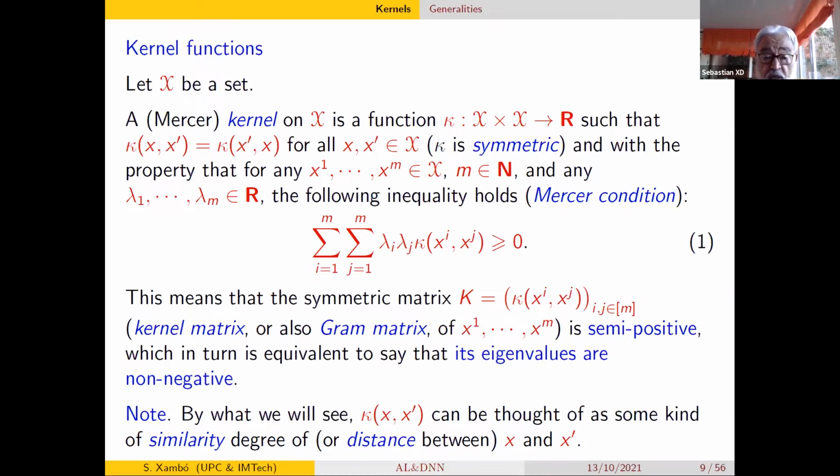By what we will see, especially in the examples, how do you have an intuition about kappa of x, x prime? Well, you can think about it as some kind of measure of similarity degree between x and x prime. And sometimes it could also be some distance between x and x prime, which would be big if the kappa is big, and a small distance if it was small. But the similarity goes the other way around.